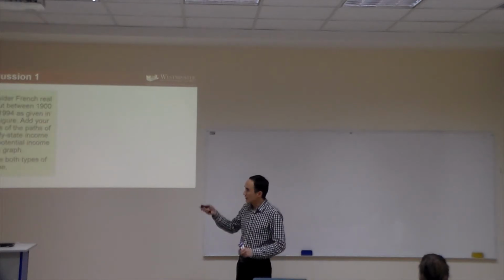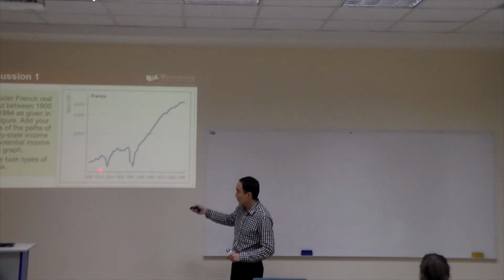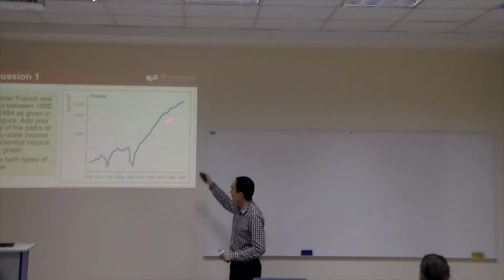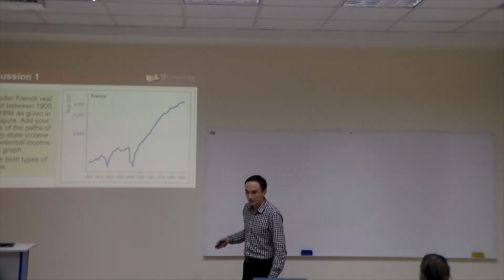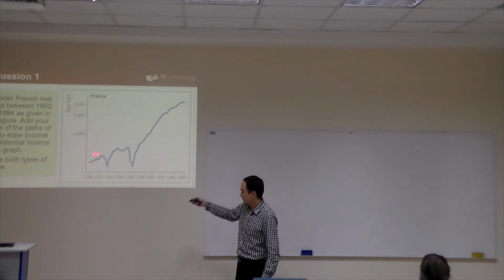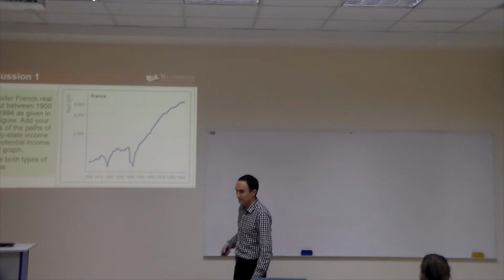So now discussion number one. We are considering the French economy, okay? The data given in this graph is the French real GDP, real income, almost 100 data points plotted in the graph. And now you can see how this economy fluctuated over the years, right?